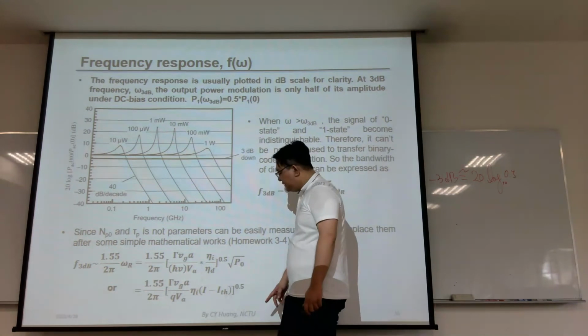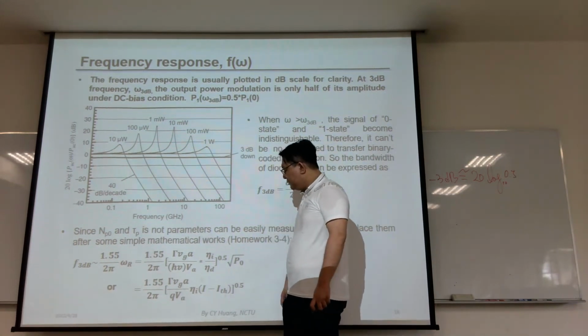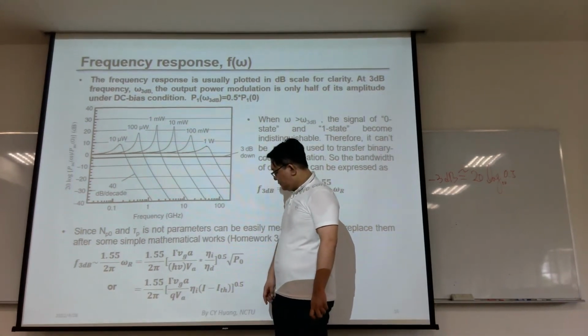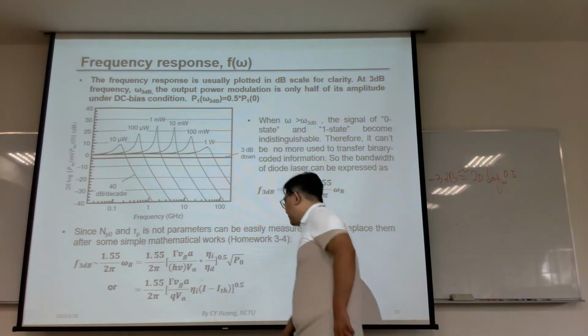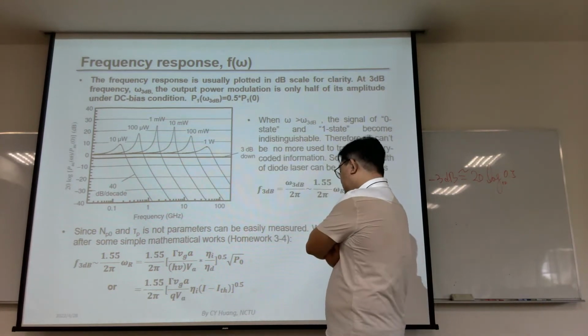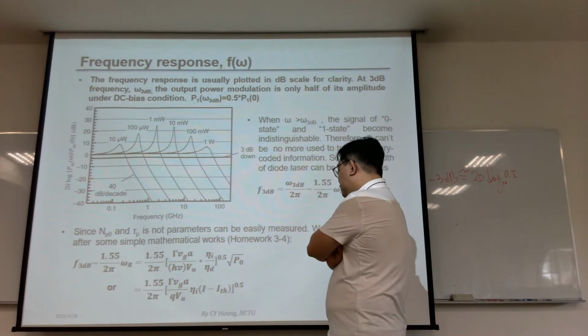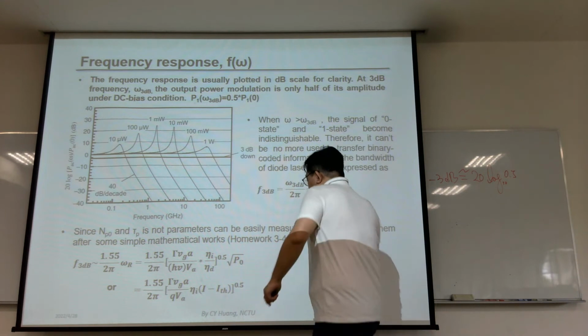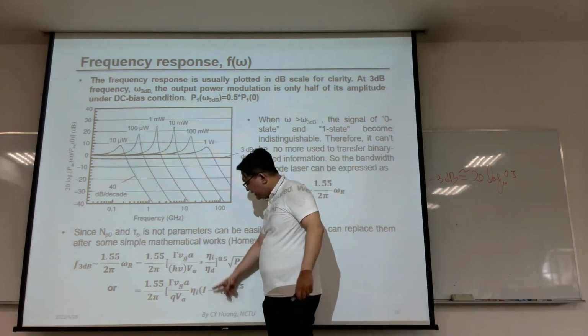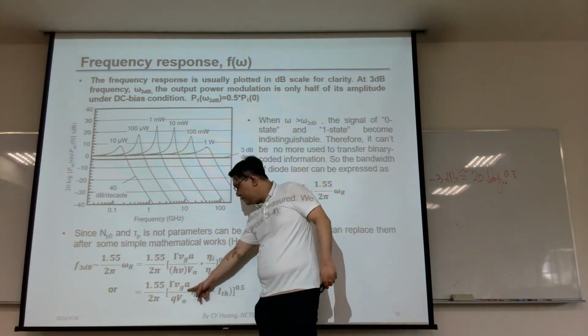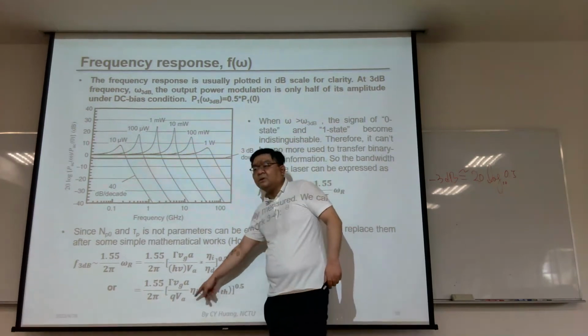Because there's something we don't know. What's the problem? Almost everything is the same, gamma, v_g, a, h mu. We only replace zeta i over zeta d with a term like this. Okay.